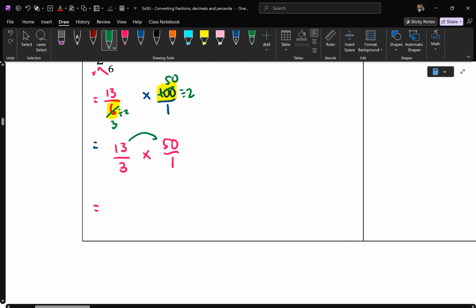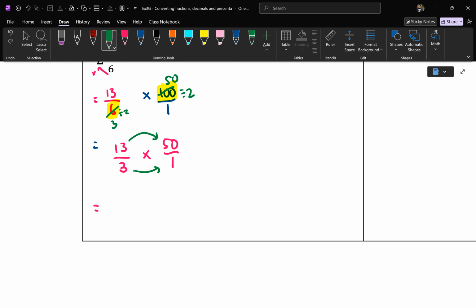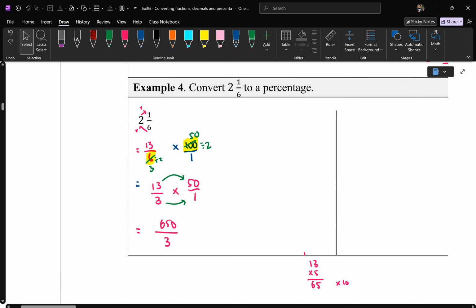So you do 13 times 50, 3 times 1. Now 3 times 1 is easy. 13 times 50, you're going to have to do it on the side. So this is not ideal. But you can do 13 times 5 and then times by 10 afterwards. Because 50 is just 10 groups of 5. So here we go. Let's do 13 times 5. 5, carry the 1. 65, so it must be? 650. 650. Now, if you want to convert this into a percentage, that is the percent.